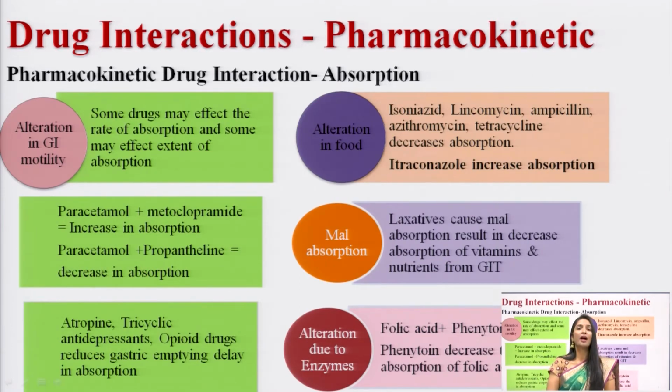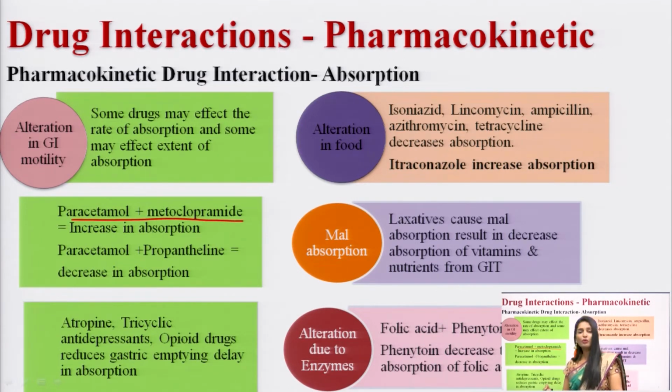And the next one is alteration in GI motility. Some drugs cause alteration in GI motility. For example, some drugs may affect the rate of absorption and some drugs may affect the extent of absorption. For example, if I take the paracetamol drug, which is an analgesic drug, and mix it with metoclopramide. So, I take the paracetamol drug with the metoclopramide.